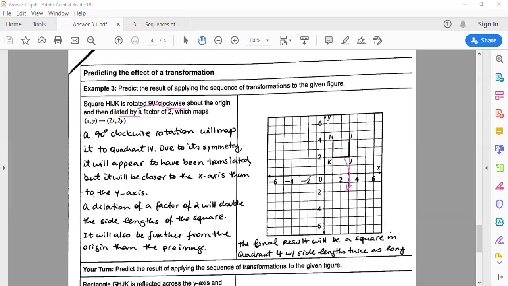Closer to the x-axis than the y-axis. Then when we do a dilation by a factor of 2, remember you just multiply the coordinates by 2, right? X times 2 and then y times 2. So a dilation with a factor of 2 will double the side lengths of the square. Okay, it will also be further from the origin than the pre-image. Okay. The final result will be a square in quadrant 4 with side lengths twice as long, okay?